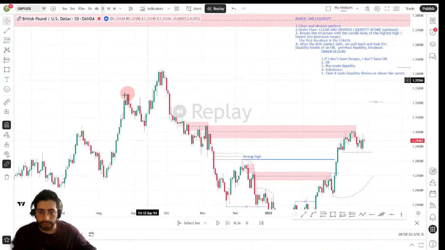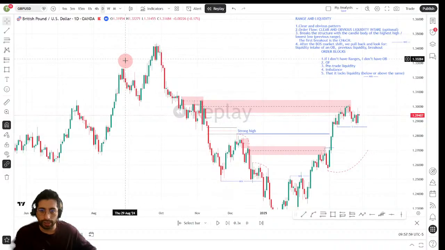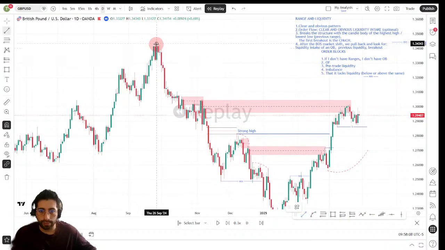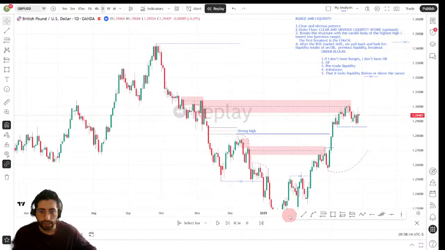Right now we're going to keep analyzing this high. We're going to try to find first the range and liquidity. So range, here is the range. Do we have a clear pattern? Yeah, we do. Look, here is the pattern. Perfect. And then we have here a break of the structure. Boom.